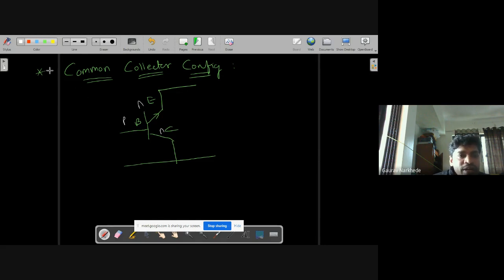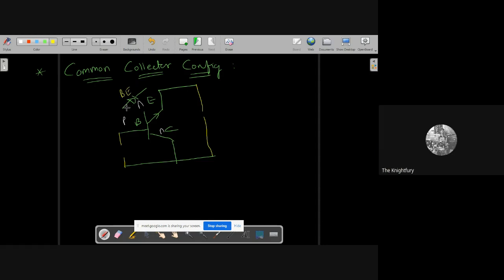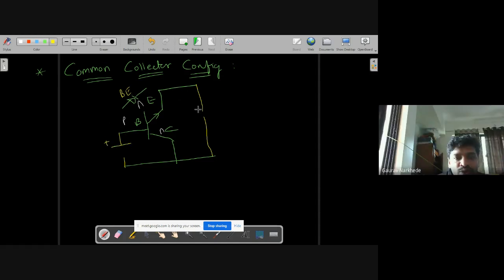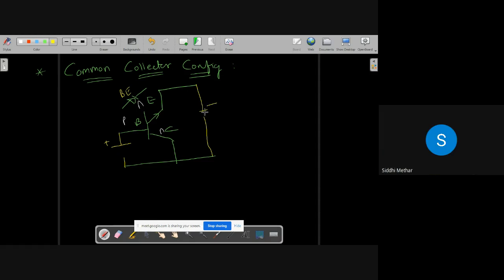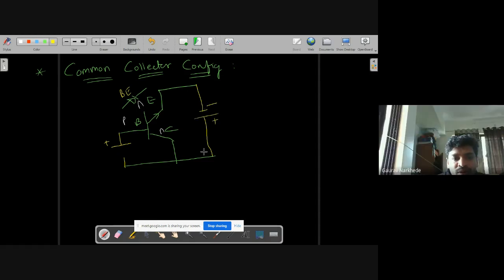Now, emitter base is in which configuration? This is your diode. So I need to connect a battery. This is the base emitter junction, right? So anode should be connected to the positive terminal, and cathode should be connected to the negative terminal. So the positive of this battery we connected to ground, and the negative of this battery we connected to ground, right? So this is in forward bias and of course this will be in reverse bias.